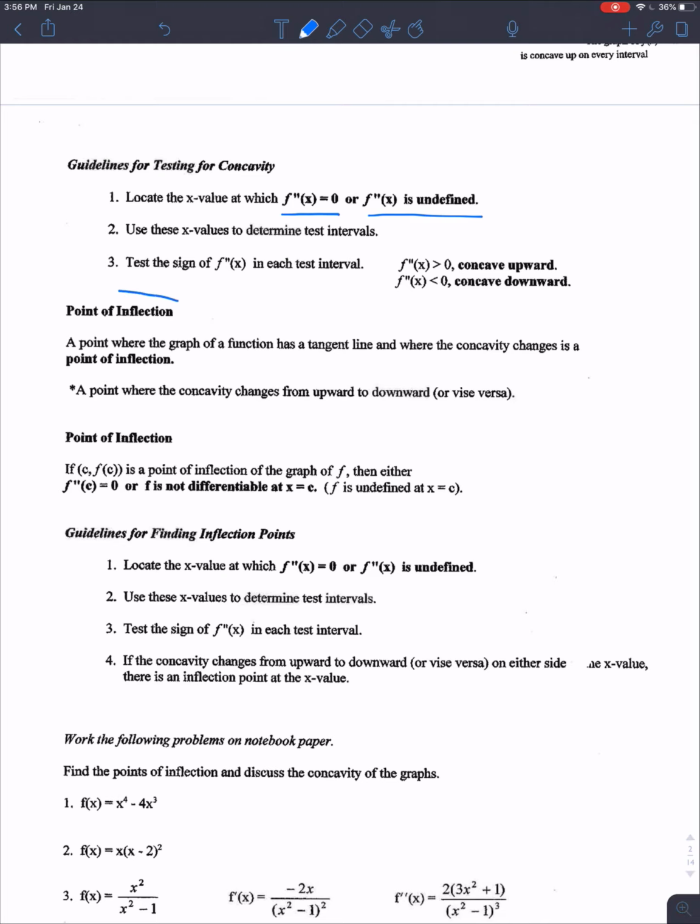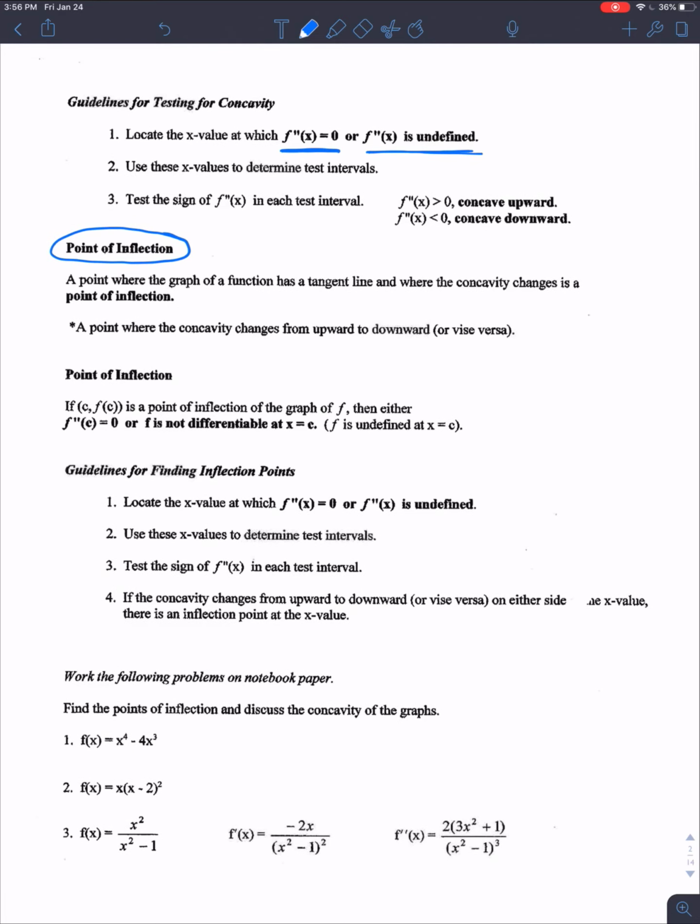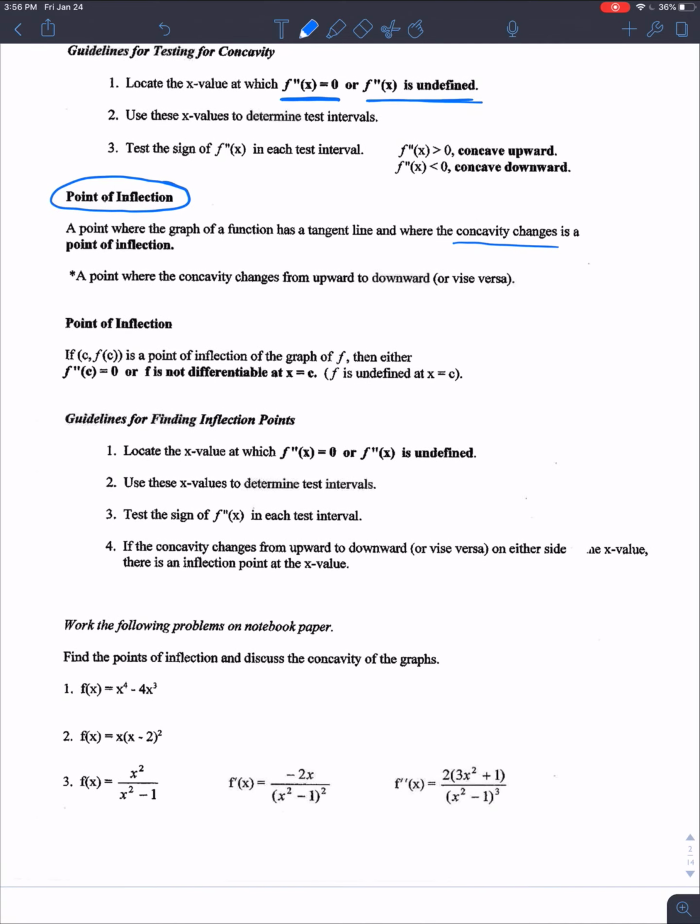Previously we found critical numbers by setting the first derivative equal to 0 or the first derivative being undefined. Now today we're going to be working on points of inflection, and that's where the second derivative is equal to 0 or the second derivative is undefined. We say possible points of inflection, because just like before we have possible critical numbers. A point of inflection is where concavity changes. It can go from positive to negative or negative to positive, either way.